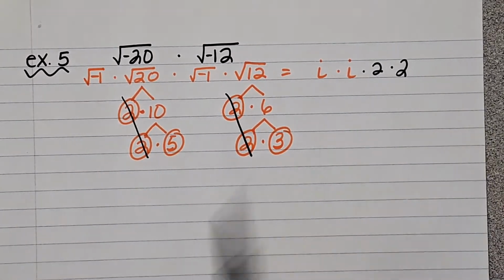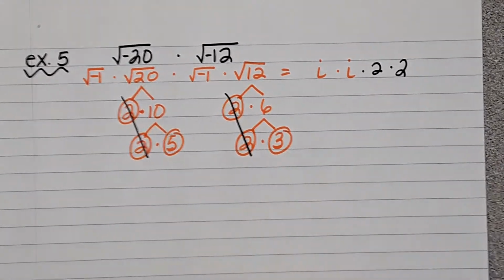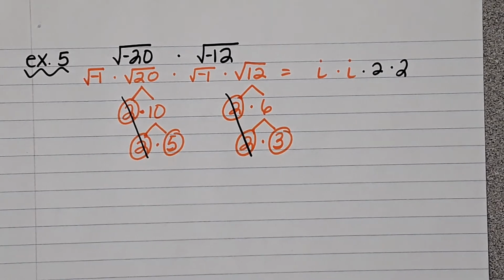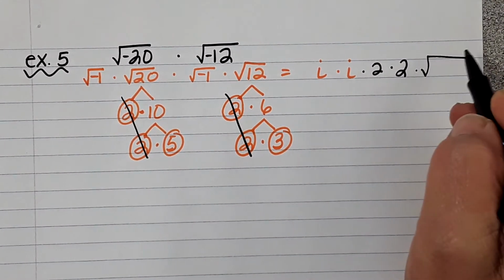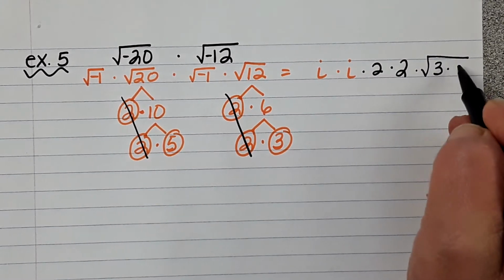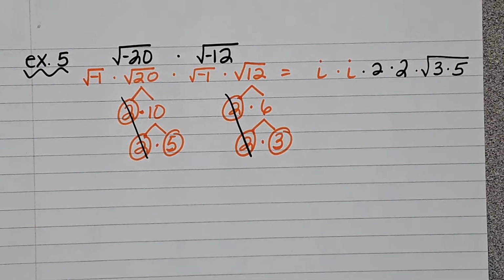So, okay. So 5 and 3 are still circled. Are there any other circles that contain a 5 or a 3? So those are going to stay inside the radical. They're like shoes that you can't wear today.